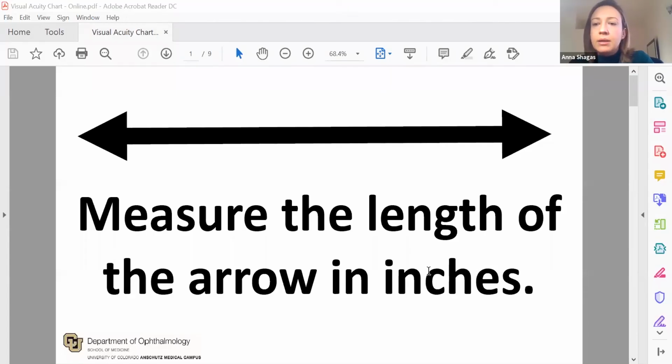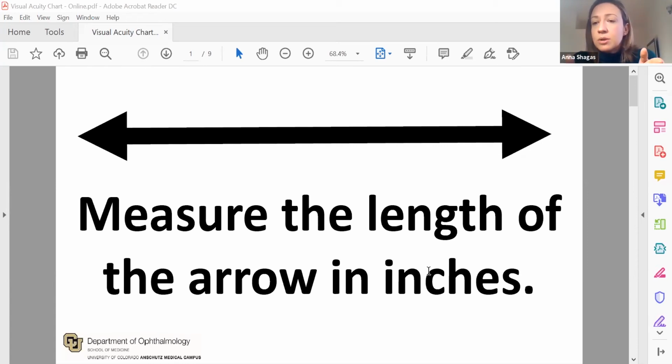So the first step here with this chart in particular is the patient will need to measure the length of this arrow in inches. As you know, when patients call in, they can call from their computer, from a laptop, sometimes from an iPad or their smartphone. And so when they measure the length of the arrow, it gives me an idea in terms of the size of the image that comes across when they're looking at the screen.